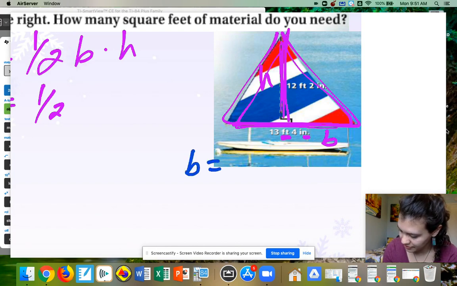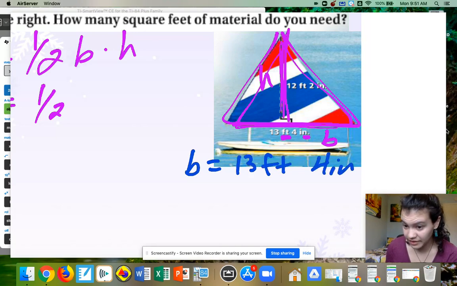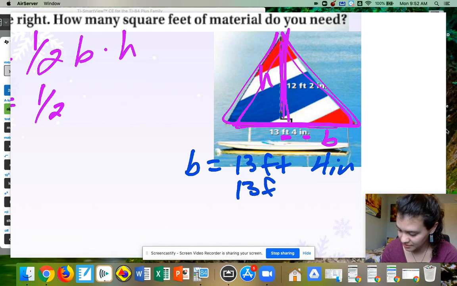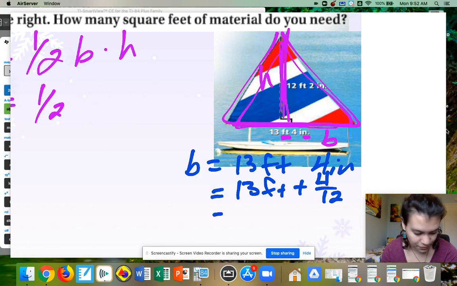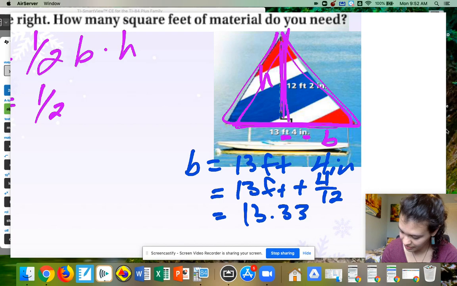The base, we have 13 feet and 4 inches. So I'm going to put everything in terms of feet. So 4 inches, we're going to divide by 12 to get our feet. So do 13 feet plus 4 over 12, which will then give you a base of 13.33 feet. So that's what we're going to be using for our base.